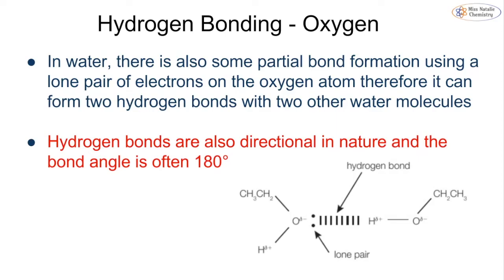Now, with water, there is some partial bond formation using the lone pair of electrons on the oxygen atom. So actually, it can form two hydrogen bonds with two other water molecules. Now, a question that comes up quite a lot and is very important for you to know is that hydrogen bonds are directional and the bond angle is 180 degrees. So there will always be this linear 180 degrees angle here. That comes up quite a lot in multiple choice questions where it gives you a diagram and it asks for you to say, is this diagram correct or not? So just be aware of that.